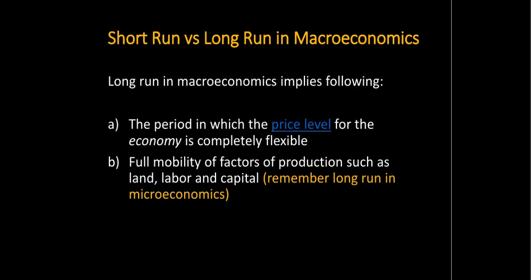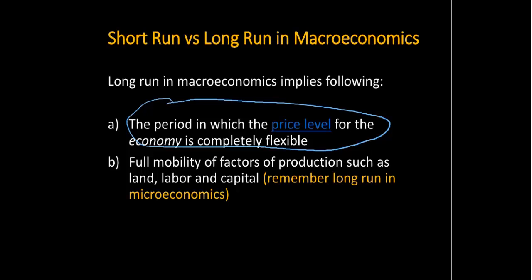It includes the substitutability of factors of production like land, labor, and capital, but it also includes something related to the price level. In the long run, the price level for the economy is completely flexible, which means that prices do change over time. In the short run, you may have situations when prices are not changing. Let's take an example. Suppose you go to your grocery store. Often grocery stores change their prices once a week or once in 2 weeks. So this is a classic case where prices are not very flexible.